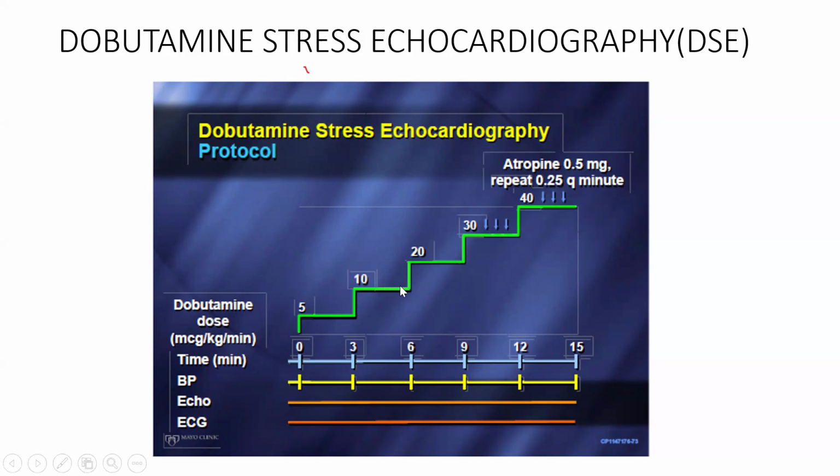Okay, you get to 10 mic, you are evaluating. What's your EF at 10 mic? What's your regional wall motion abnormality? What is your diastolic function? You get 20 till you hit the peak, which is 40.